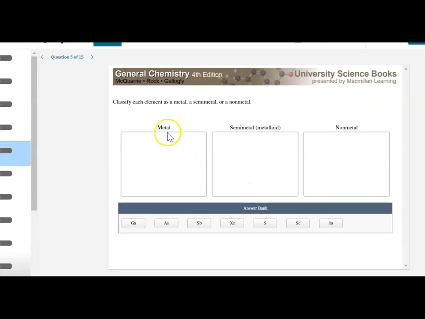All right, so here we're categorizing just metal, semi-metal, or non-metal, so it's drag and drop. Use your periodic table and identify which one belongs where.